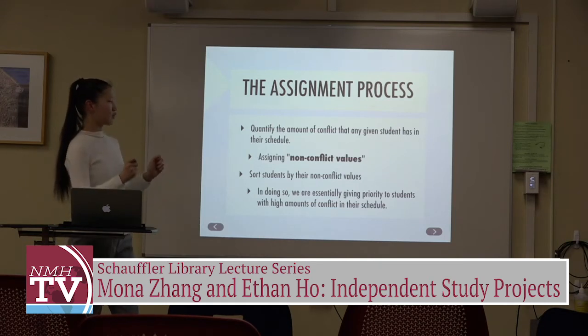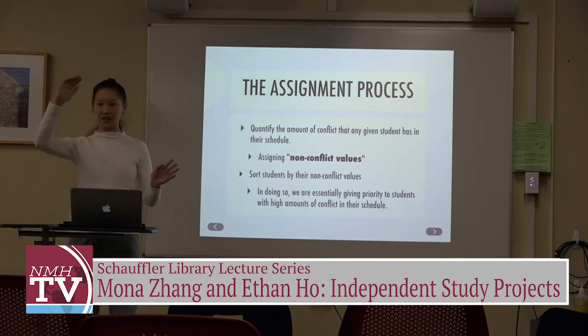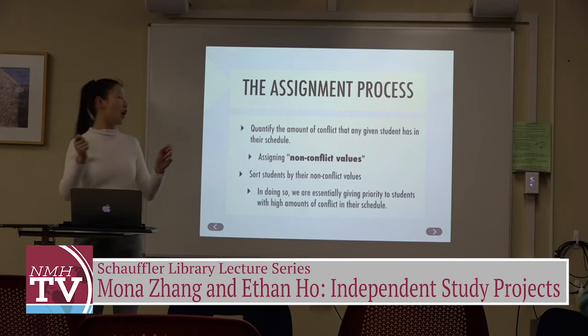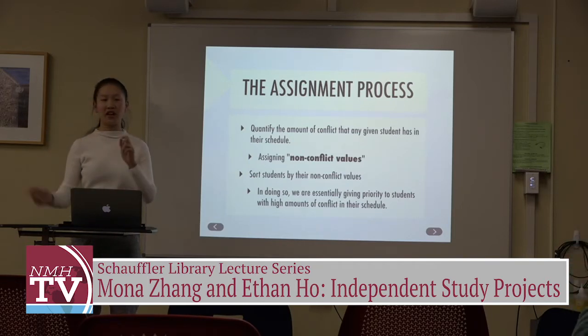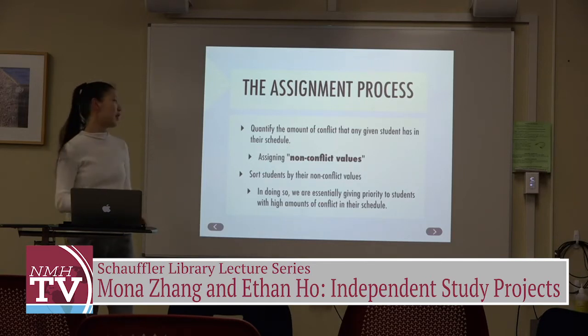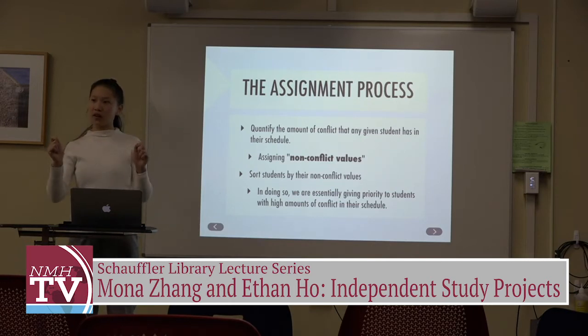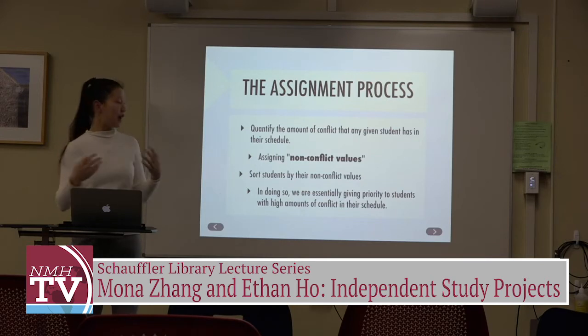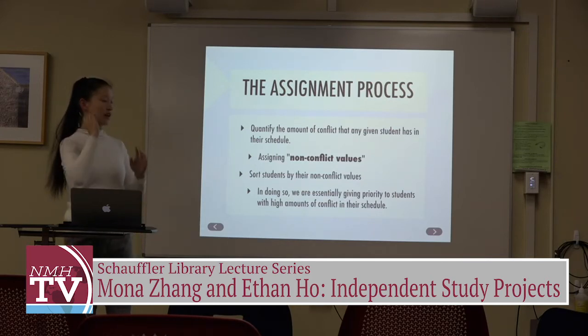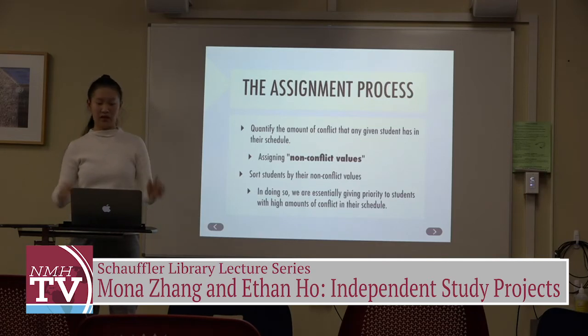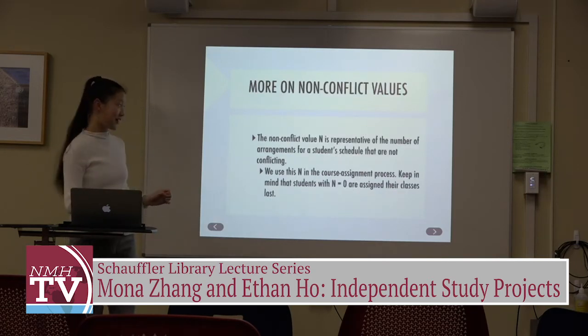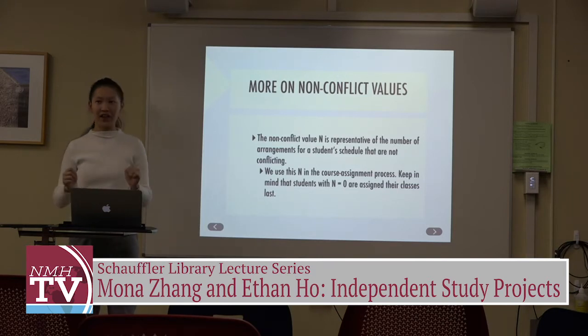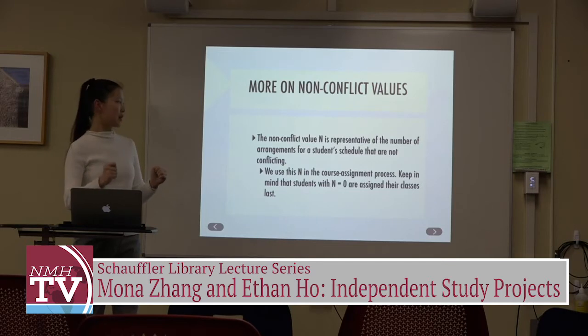Basically these values ranked students from students with the most conflict in their schedule, meaning that there weren't a lot of options, all the way to students that had a lot of flexibility and a lot of options in how their schedule could be arranged and shifted around. And in doing so, we could schedule the students in that order so that even though I was using a greedy algorithm, I would still have a pretty optimal solution relatively. So more on non-conflict values. I defined this non-conflict value to be the total number of arrangements for students' schedule that do not conflict with each other.